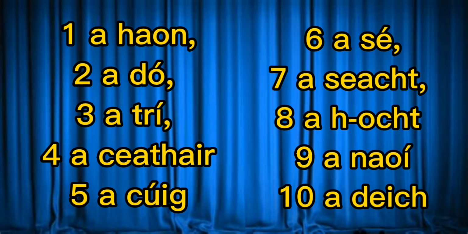Number 1 is a haon. Number 2 is a dó. Number 3 is a trí. Number 4 is a ceathair. Number 5 is a cúig. Number 6 is a sé.